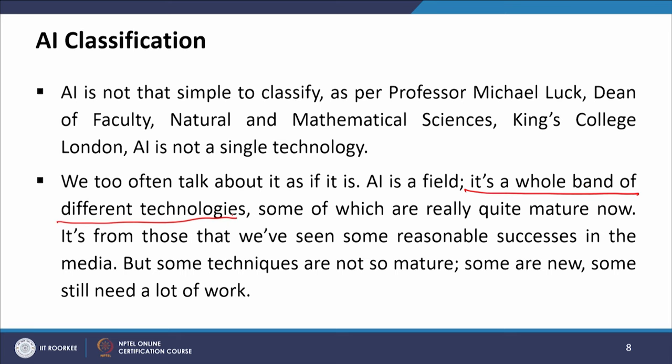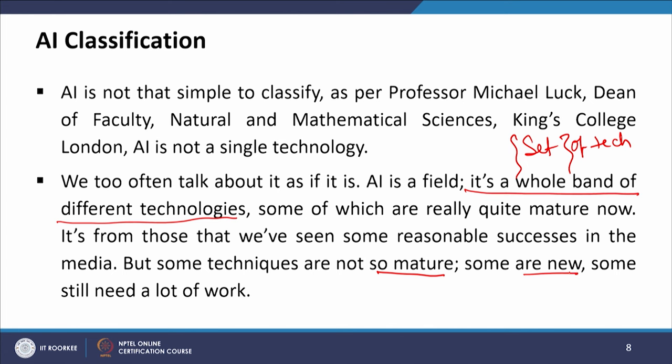Artificial intelligence is not that simple to classify. As per Professor Michael Luck, Dean of Faculty, Natural and Mathematical Sciences, King's College, London, AI is not a single technology. We too often talk about it as if it is. AI is a field. It is a whole band of different technologies. So it is a set of technologies, some of which are really quite mature now. It is from those that we have seen some reasonable success in the media, but some techniques are not so mature, some are new, some still need a lot of work. So these are at various stages. One are mature, there are new ones, and then there are some that need lots of work.